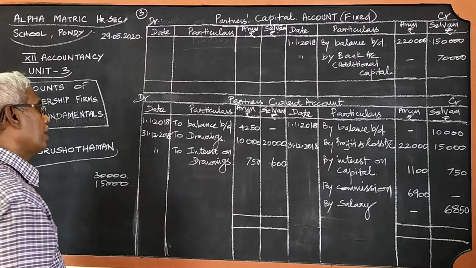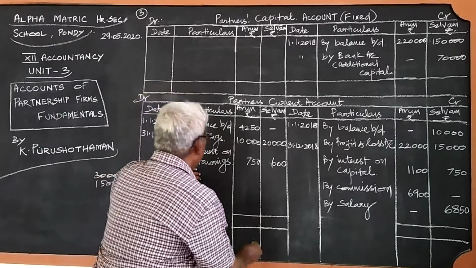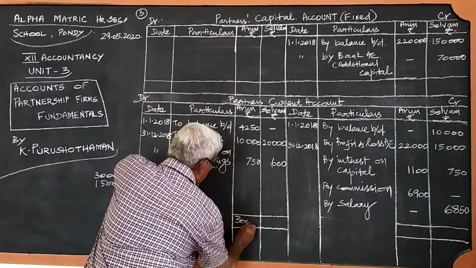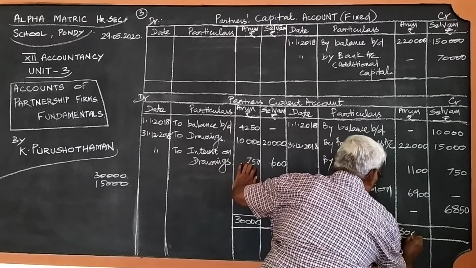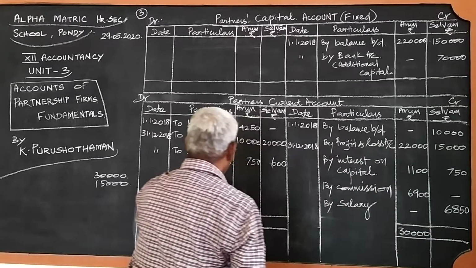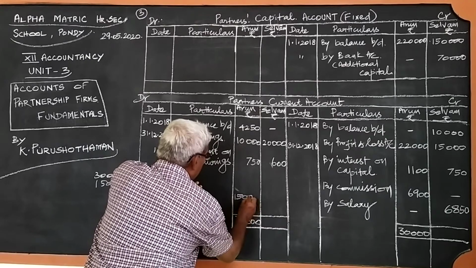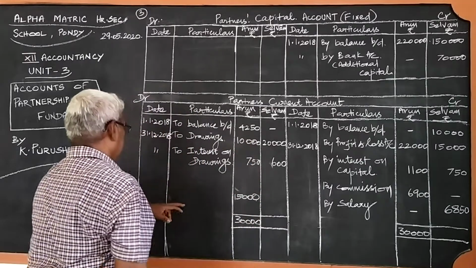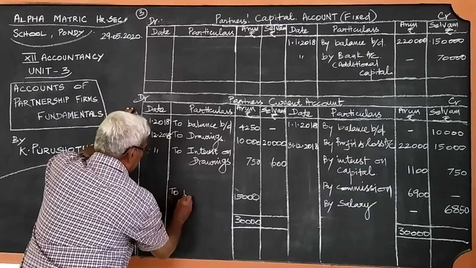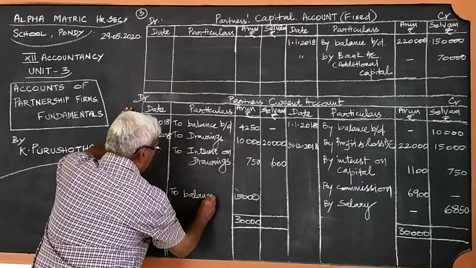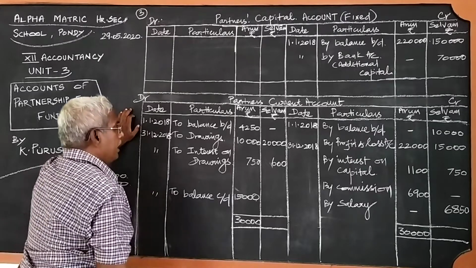What is there in Arun's account? Here 30,000, here 15,000, the greatest total is 30,000. You write it on both sides. The balancing figure is 15,000. Here is the balancing figure because the total is lesser on the debit side. For this, you should write to balance carry down. The date is the last date, same last date.